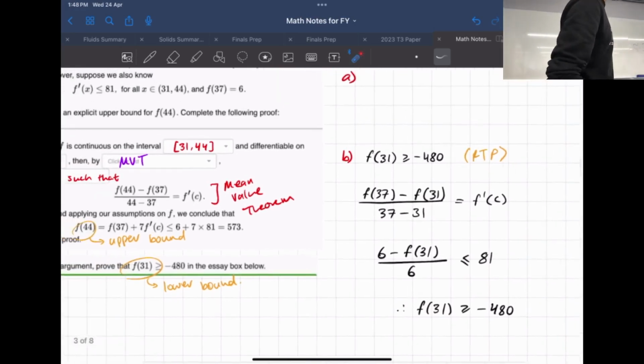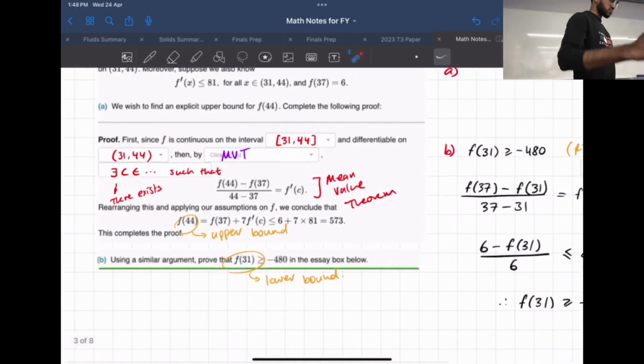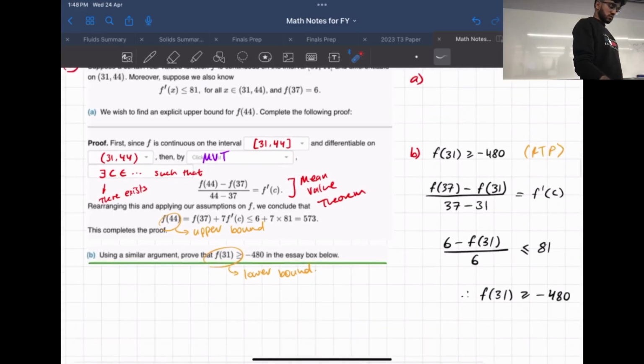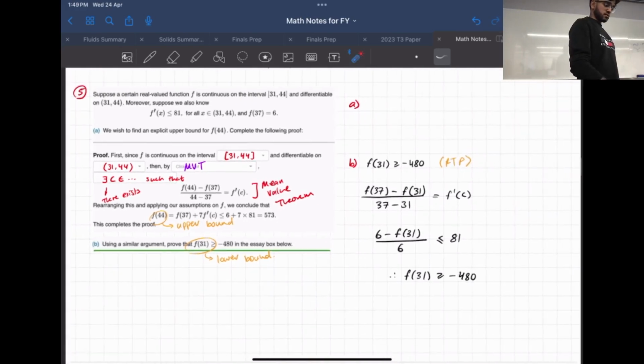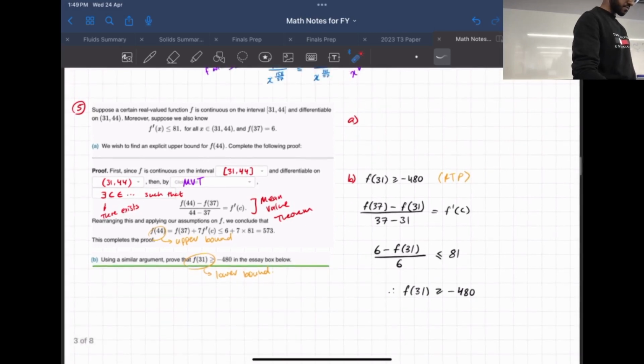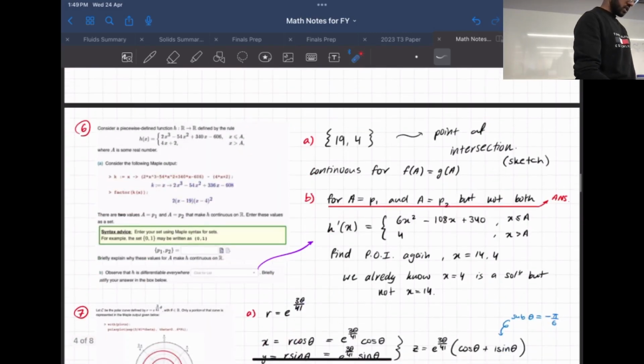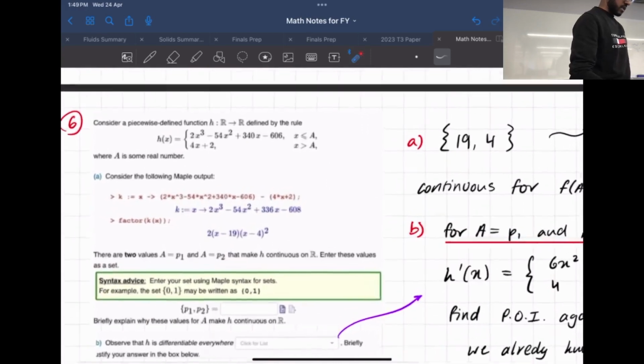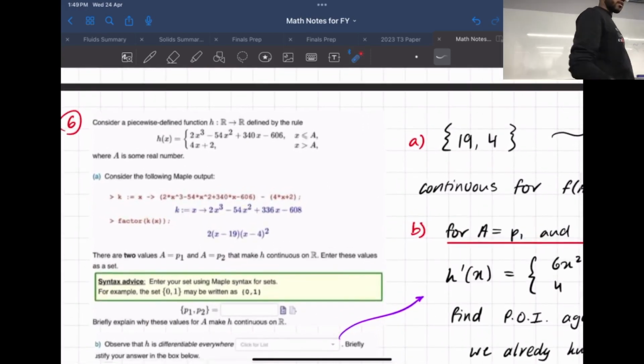Value theorem. Was there an intermediate value theorem question in this paper? I don't think so. Yeah, that's all good. Next question. This one, he gave us a Maple output. I'll do this part of it on the board.